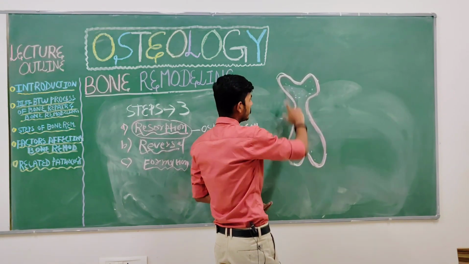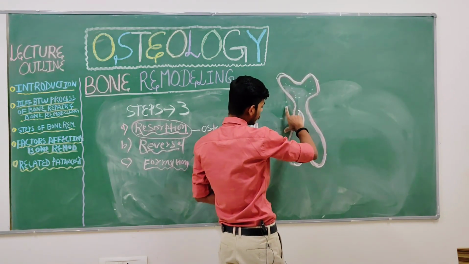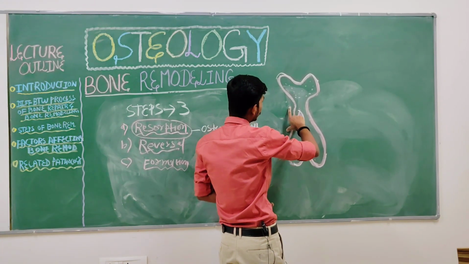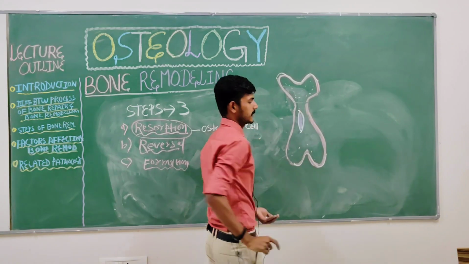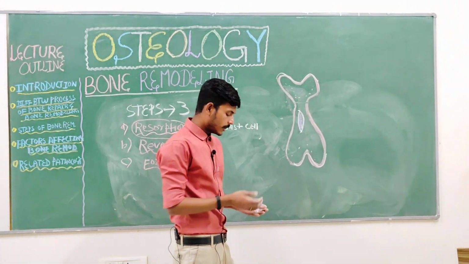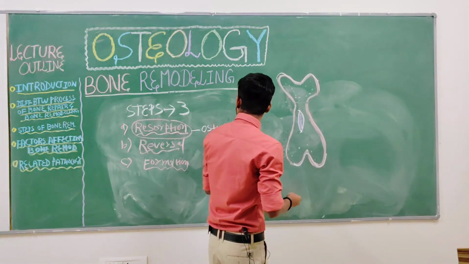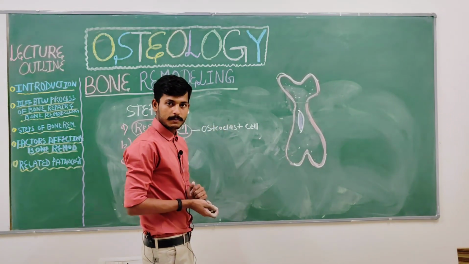This part is called the epiphysis. This shaft is called the diaphysis. And this middle portion is called the metaphysis. Here your growth plate is present. Understanding? No doubt? Now we are finding out where these osteoclast cells are present.